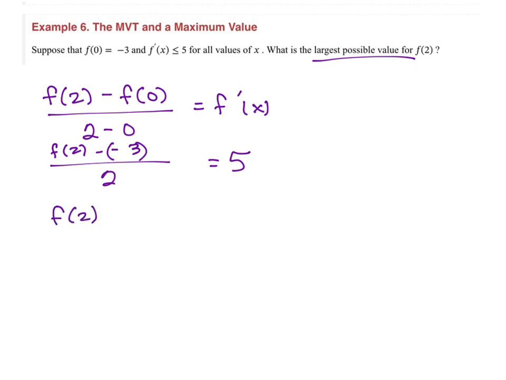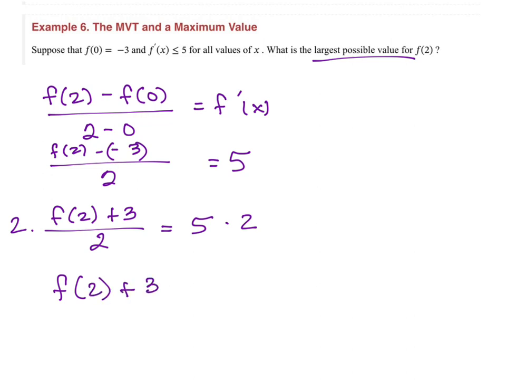So if I have f of 2 plus 3 all over 2 is equal to 5, I can multiply both sides by 2.